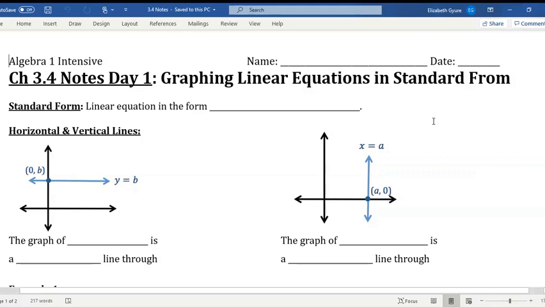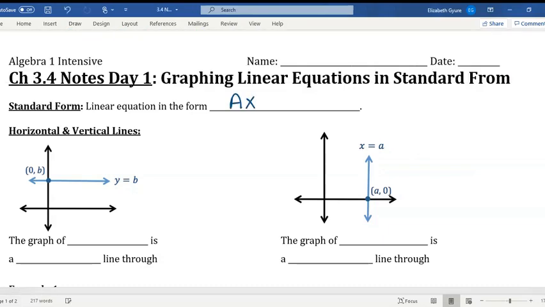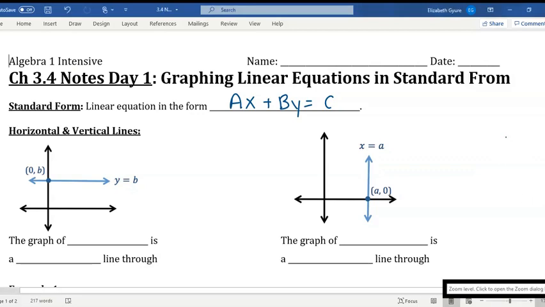So if a linear equation is in standard form, it is written as ax plus by equals c. A, B, and C are just numbers, and this is your general form that this is in. AX plus BY equals C.